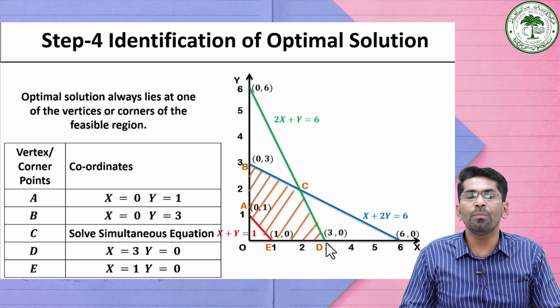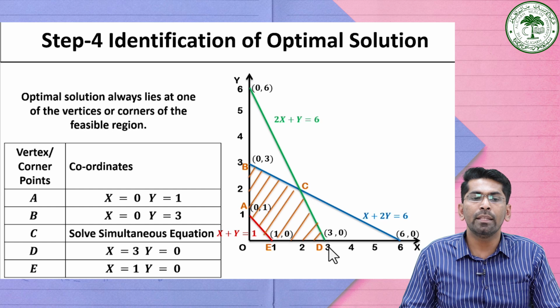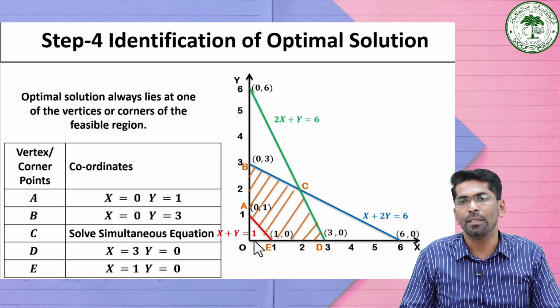What are the remaining points? We have a point D. At this particular point, the value of x is equal to 3 and the value of y is equal to 0. So I am representing here x is equal to 3 and y is equal to 0. And we have the point E as well, and at this particular point the value of x is equal to 1 and the value of y is equal to 0.